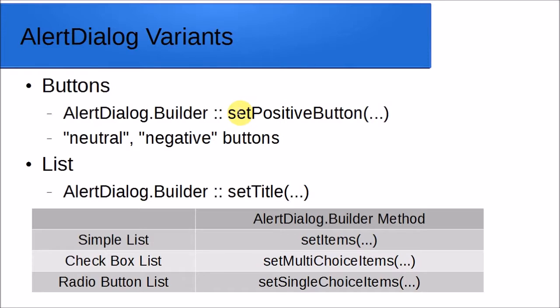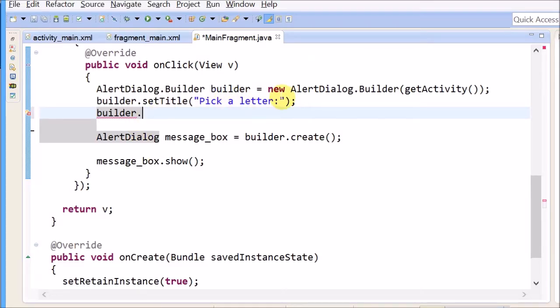The different styles of lists: no matter which style you use, you're going to set the title, and then you use one of these: set item, set multiple choice item, set single choice item. Okay, I'm going to demonstrate the simple list first. Set item, pick a letter.